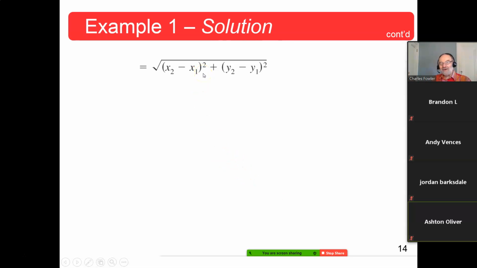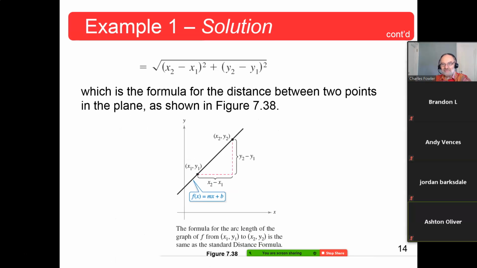Well, what is the arc length along a straight line between 2 points? It's the distance between those 2 points, and that's what they're trying to show, which is the formula for the distance between 2 points in the plane. And if they were on that line, f of x equal mx plus b, those 2 points are on the plane, then that's the distance. That's your arc length, is that distance formula.